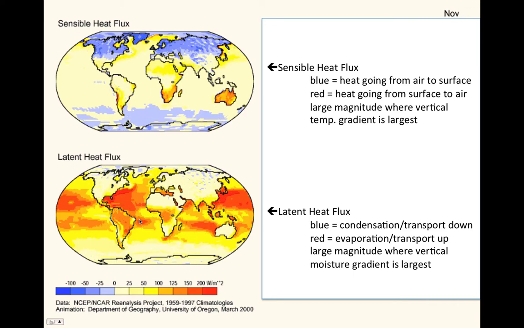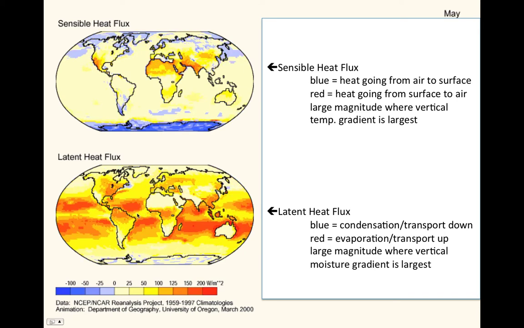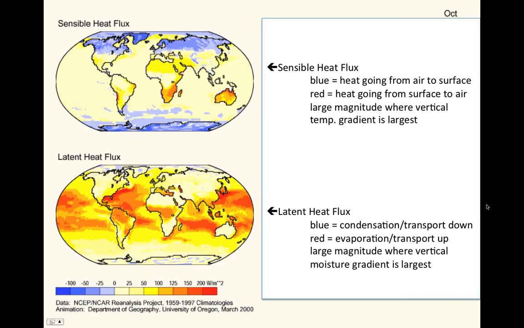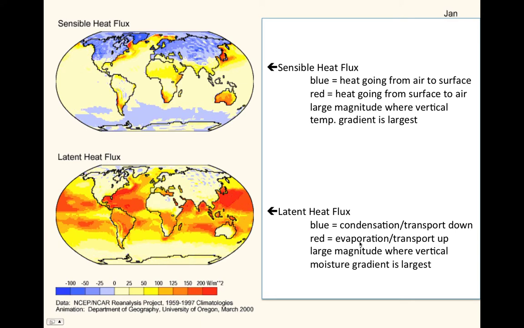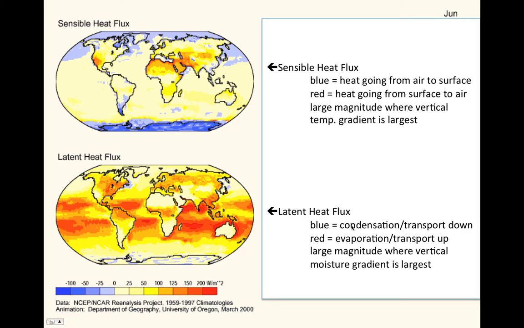And you can also see there's a whole lot of latent heat flux over areas like rainforest in the Congo and Amazon area because there's a lot of water to evaporate. The reds here are showing evaporation and vertical transport of water vapor, and the blues are showing condensation.